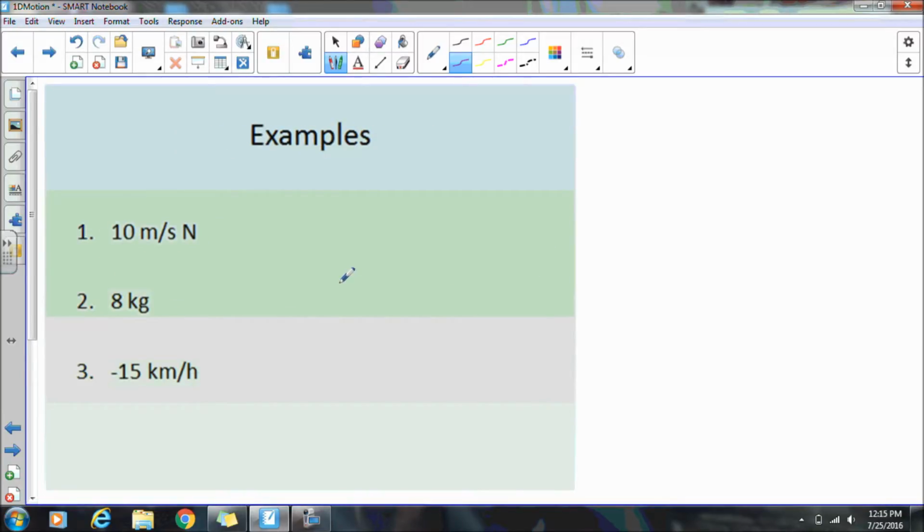So let's do a few examples. Example number 1 says 10 meters per second N, and this N stands for north. So we have 10 meters per second north. We have a magnitude, so that's our magnitude, and we have direction. And so this is a vector.